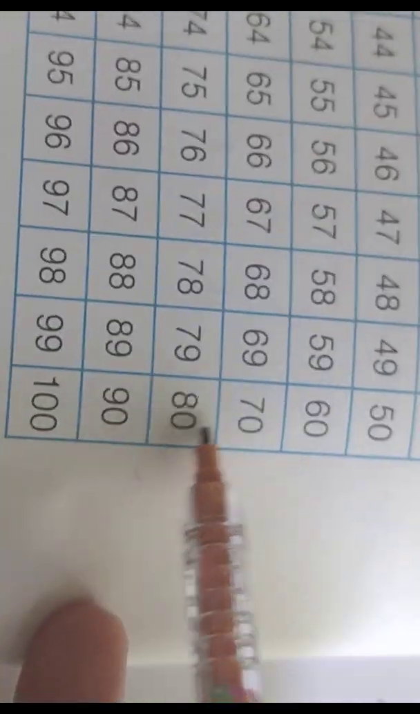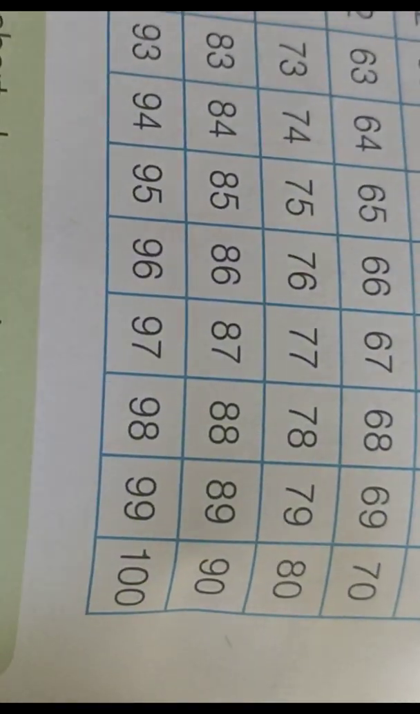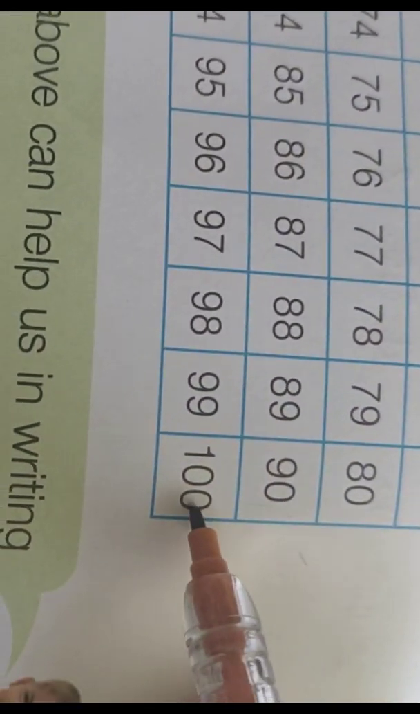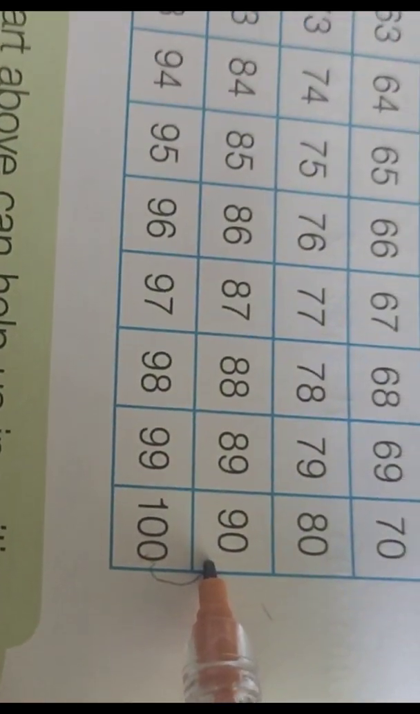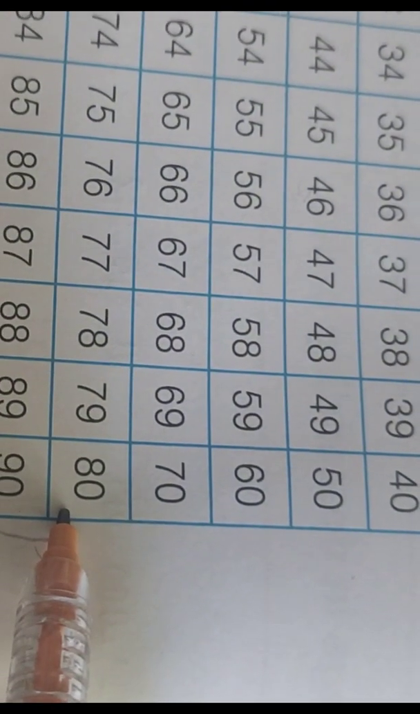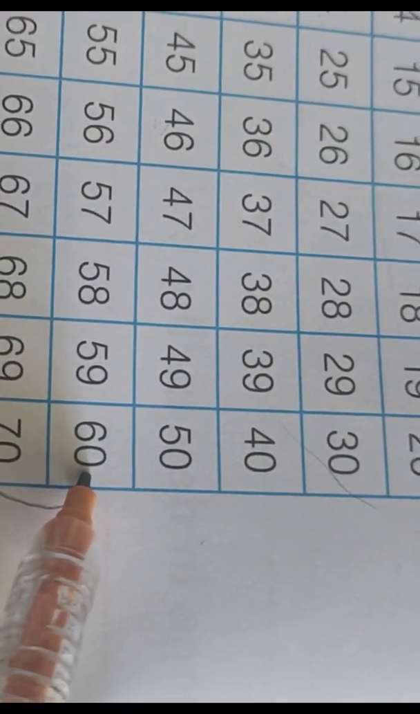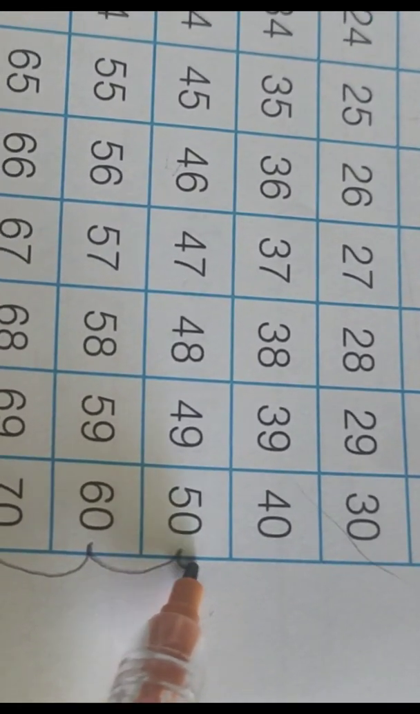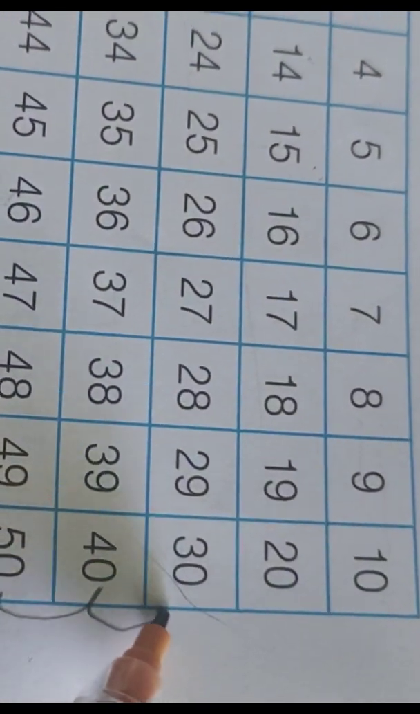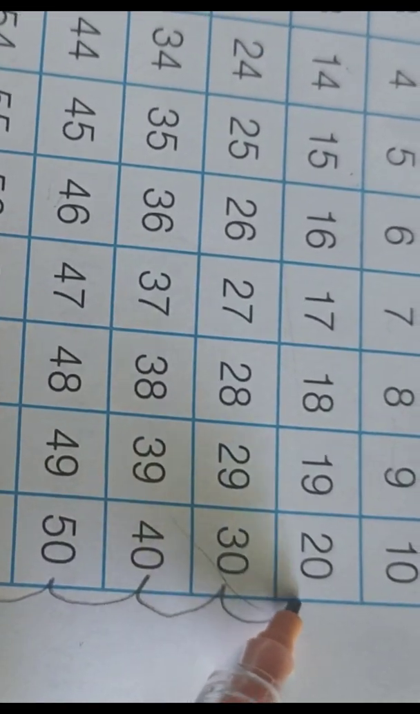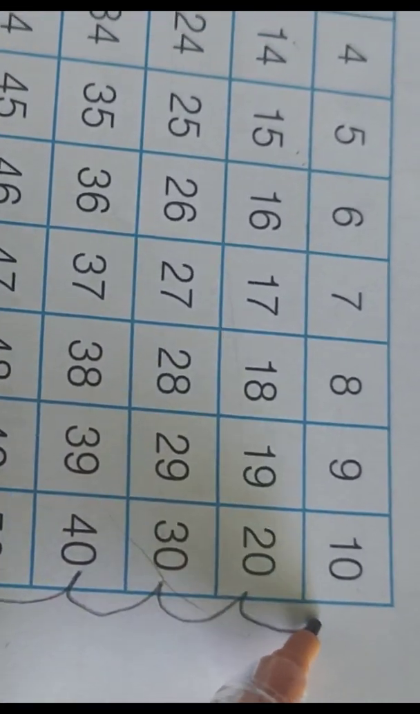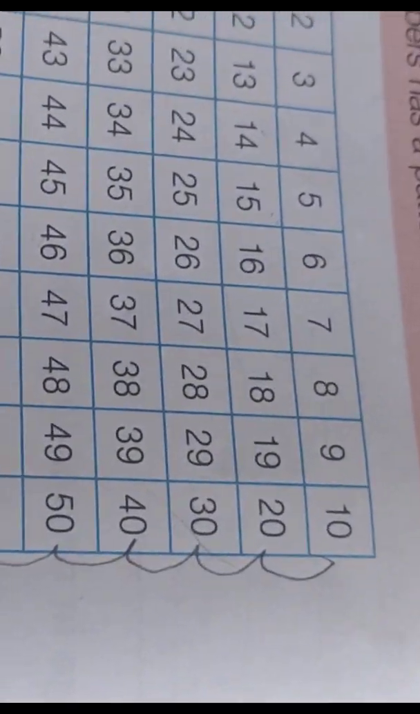So if we start, for example, we take this column from 100 to 10. And if we have to decrease, 100 minus 10 gives us 90. 90 minus 10, 80. 80 minus 10, 70. 70 minus 10, 60. 60 minus 10, 50. 50 minus 10, 40. 40 minus 10, 30. 30 minus 10, 20. And 20 minus 10, 10. Okay? So that is what you call patterns of counting numbers.